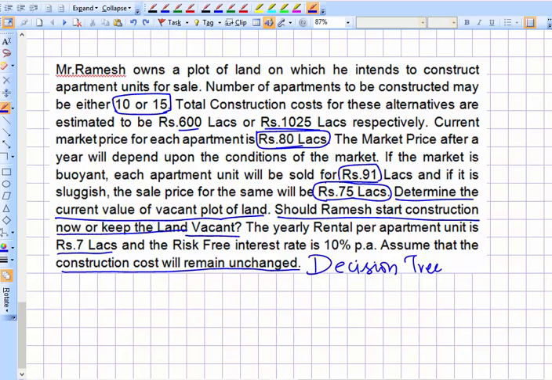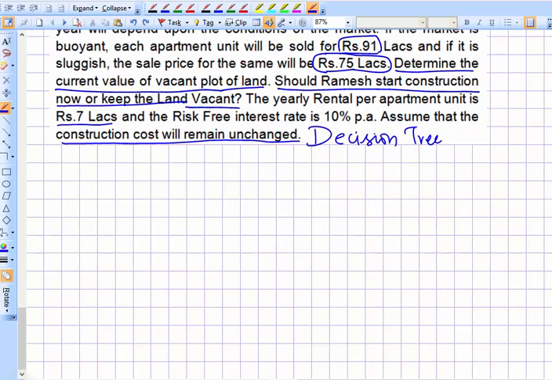It means after 1 year you can think of something and you can take a call. So the choice in front of you now is whether you should start the construction now or you should keep it vacant, say for a period of 1 year, and beyond that think about it. Okay, so what we'll do, we'll start drawing our tree.